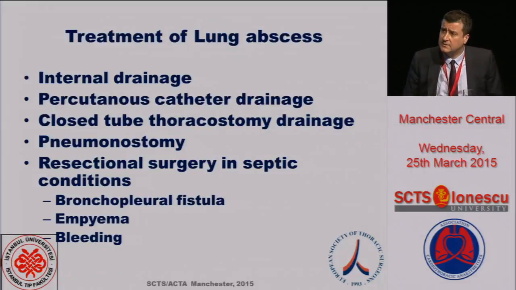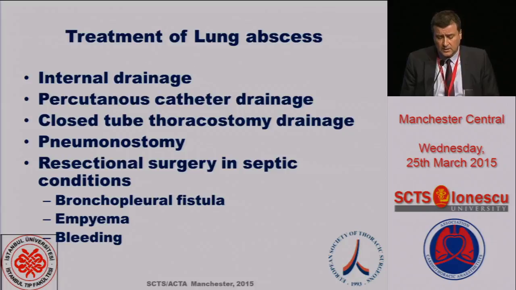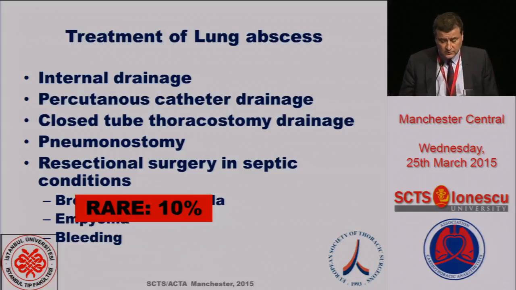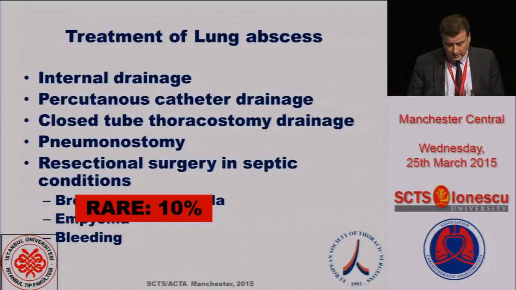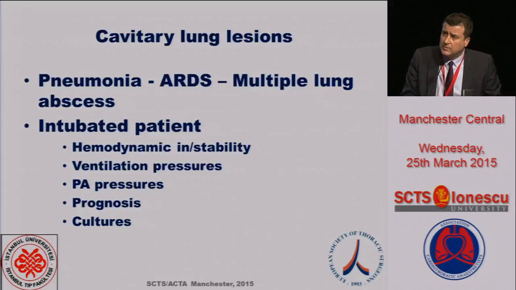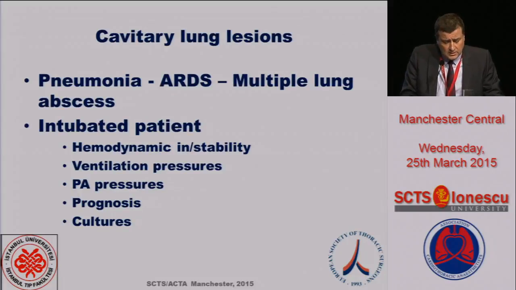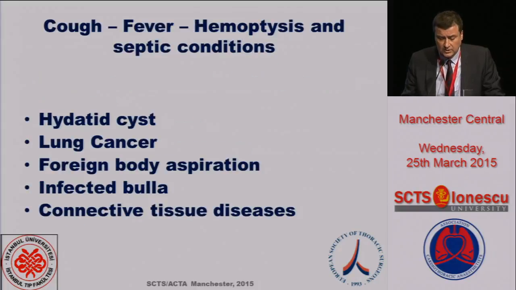For lung abscess, it's not the same as described before. The treatment of lung abscess includes internal drainage, percutaneous catheter drainage, closed tube thoracostomy drainage, pneumonostomy, and very rarely resectional surgery after the development of complications, which are bronchopleural fistula, empyema, pneumothorax, and bleeding. There are some other cavitary lesions which may develop after pneumonia or pneumonia-related ARDS, multiple lung sepsis. Hemodynamic instability, ventilation pressures, PA pressures, prognosis, and cultures are important in treating these patients. Also some other diseases may have septic lung disease due to infection of the cavity with a complicated microorganism.